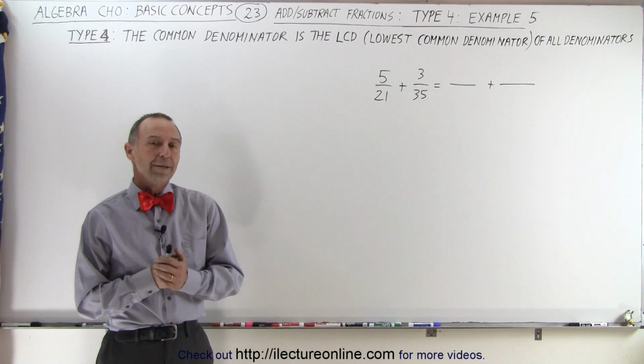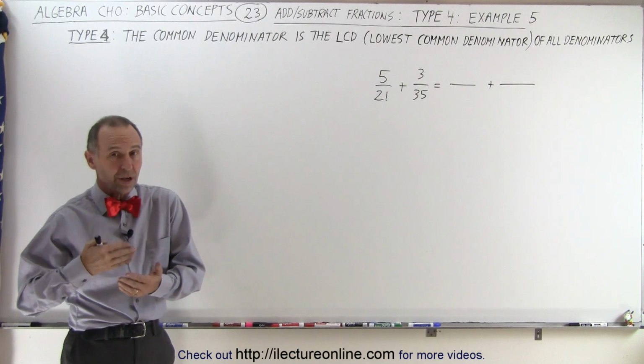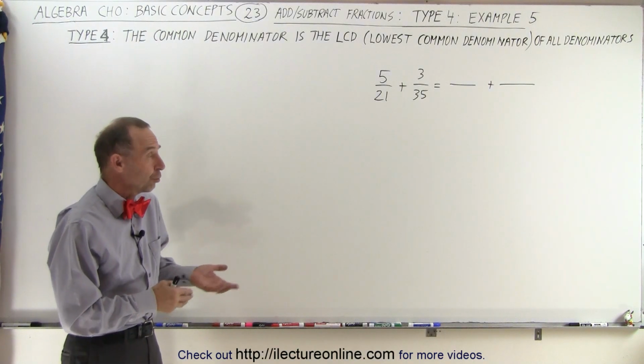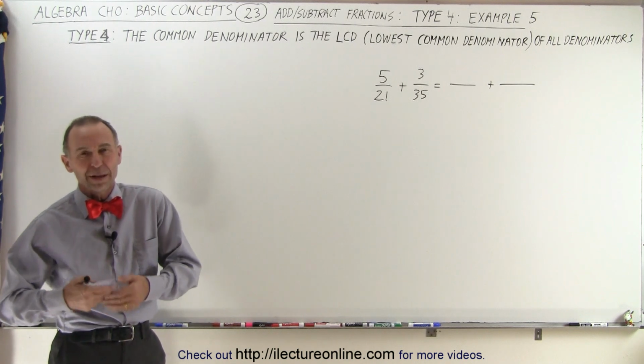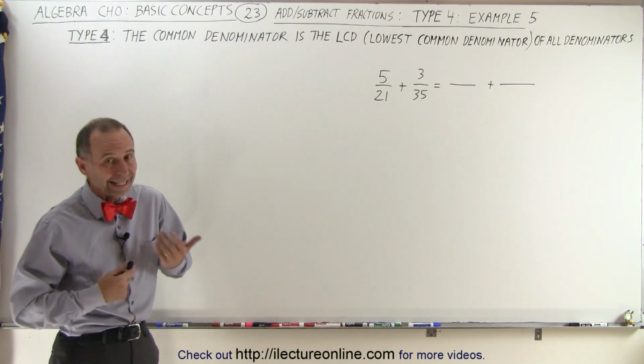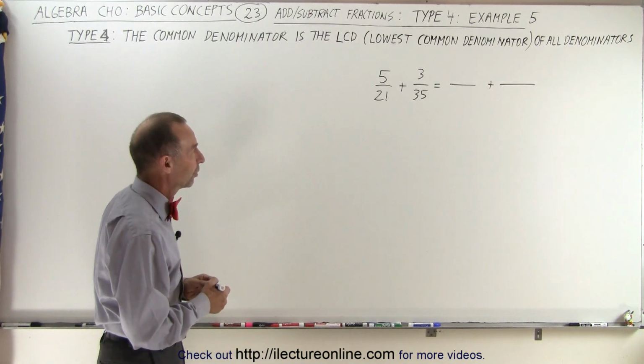Welcome to Algebra Online. I just wanted to make sure that you understood that this method for the lowest common denominator works with 2 fractions, 3 fractions, 4 fractions, 5 fractions. It doesn't really matter how many fractions we have. The method is the same, so our example here only has these 2 fractions.